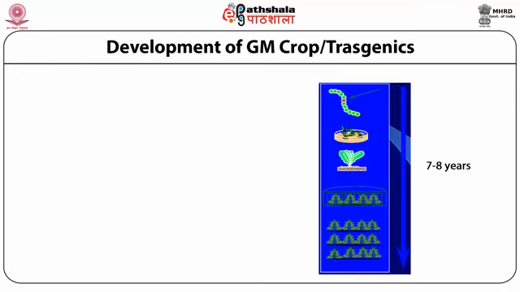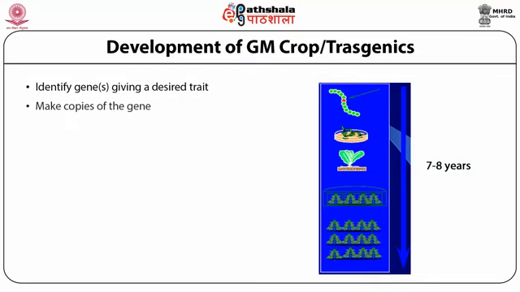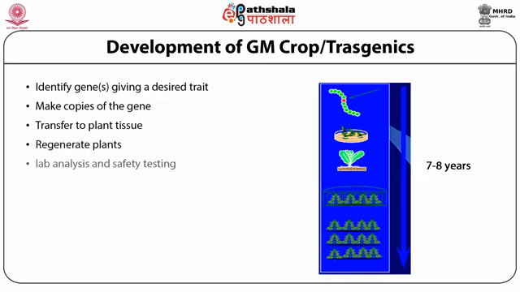There are different stages of GM crop production, in other words, transgenic plants. These stages include identification of genes with a desired trait, cloning the gene into a vector, making copies of it, transfer to plant tissues, regenerating plants, then analyzing these putative transgenics for the presence of transgenes and testing for safety and other lab analysis and the development of the variety.